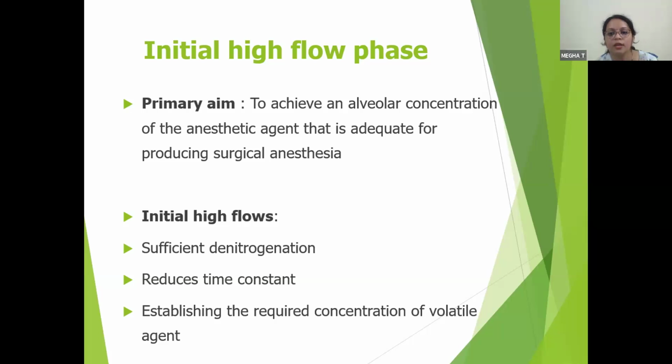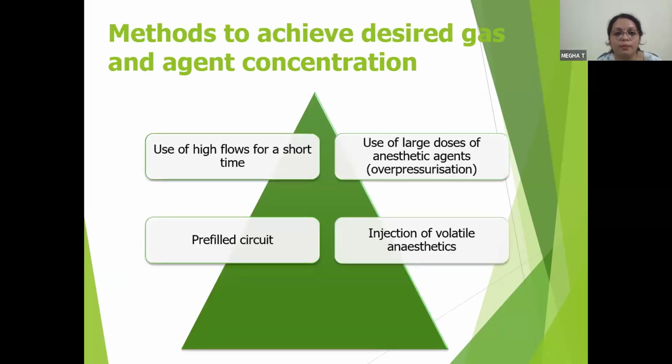During this initial phase, adequate denitrogenation and redistribution of anesthetic gases in the desired concentration throughout the system is achieved, as well as the desired level of anesthesia is attained. So initial high flows also help with sufficient denitrogenation, reducing time constant, and establishing the required concentration of volatile agents. So there are 4 methods that have been described to achieve the desired gas and agent concentration in the initial phase. So it's like one of the 4 you are using. Either high flows for a short time, a pre-filled circuit, or use of large doses of anesthetic agent, that's also called pressurization, and injection of volatile anesthetics.